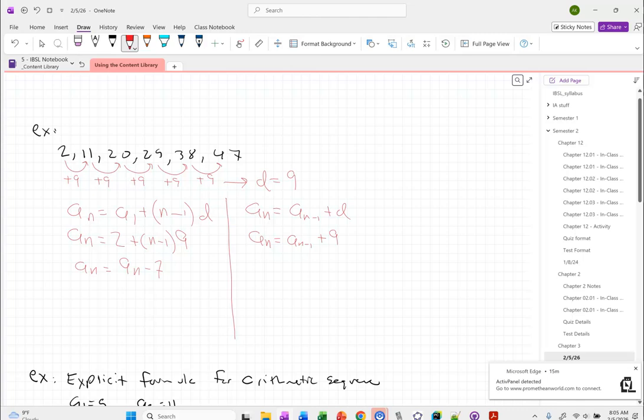But I need to include one other thing with the recursive formula. I need to have a starting point to start building the sequence, right? Because to get the next term, I need a previous term, so I need some place to start. What term should I use as my start? The first term, which is 2. So I also need to list that when I write a recursive. A starting place.